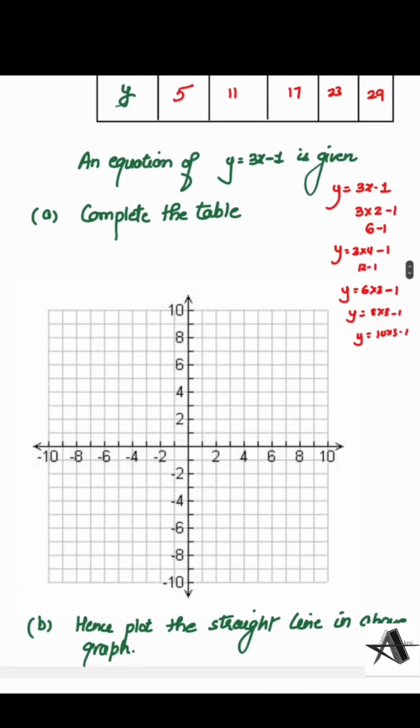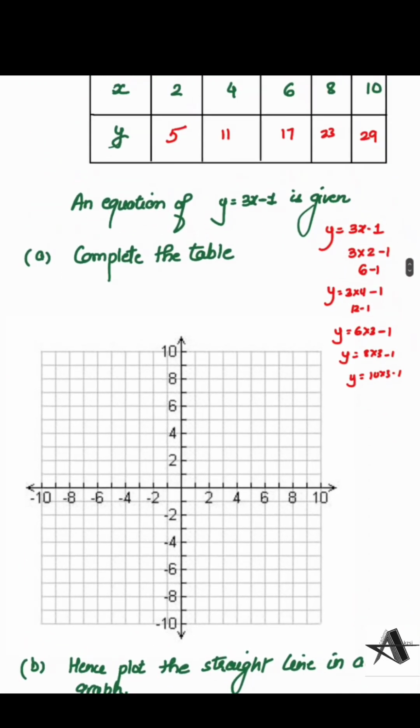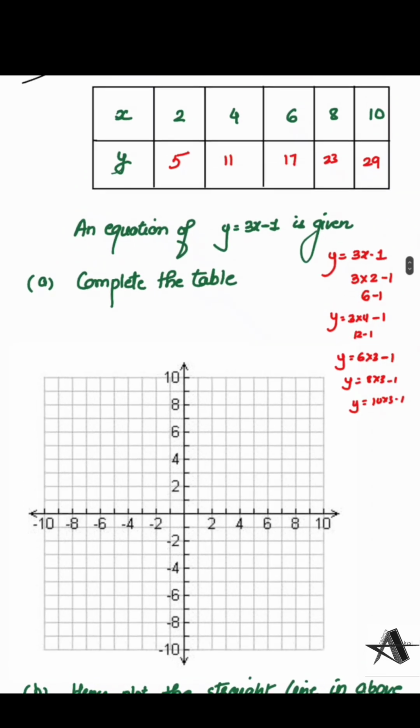Part B says, hence plot the straight line in the above graph. So we just need to find the coordinates. We already have them, we just need to locate them on the graph. So at x equals 2, y is 5 here. At x equals 4, y is 11. It keeps on increasing, so it's hard to get any other value. Let me make it 11 here. So at 4, you will get 11 here like this.